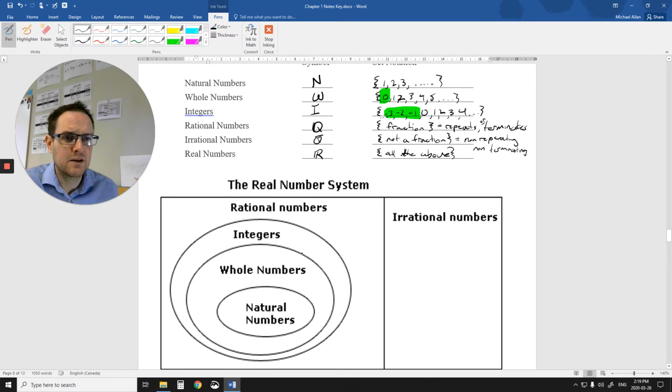So what else do we have here? So this is our Venn diagram here that we have. So the real number system would be considered our, let's say, our universal set. So all the numbers that we deal with are in the real number system.